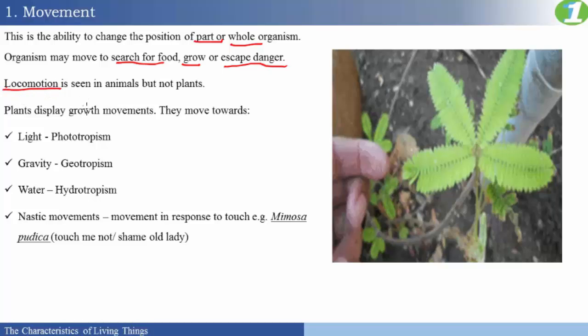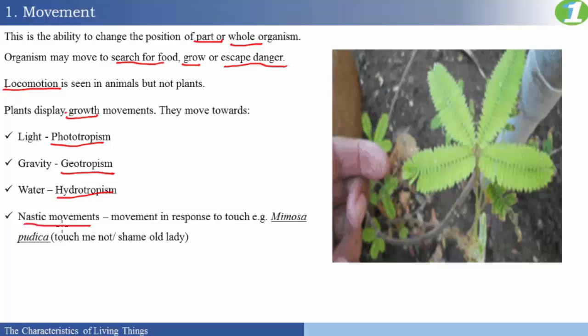But plants cannot locomote. Plants are rooted, so they have to stay in one place. And furthermore, they have no legs, so they can't move. But plants display what we call growth movements, right? They move towards light, and that is called phototropism. When they move towards gravity, it is called geotropism. When they move towards water, it is called hydrotropism. And when they move in response to touch, it is called nastic movements.